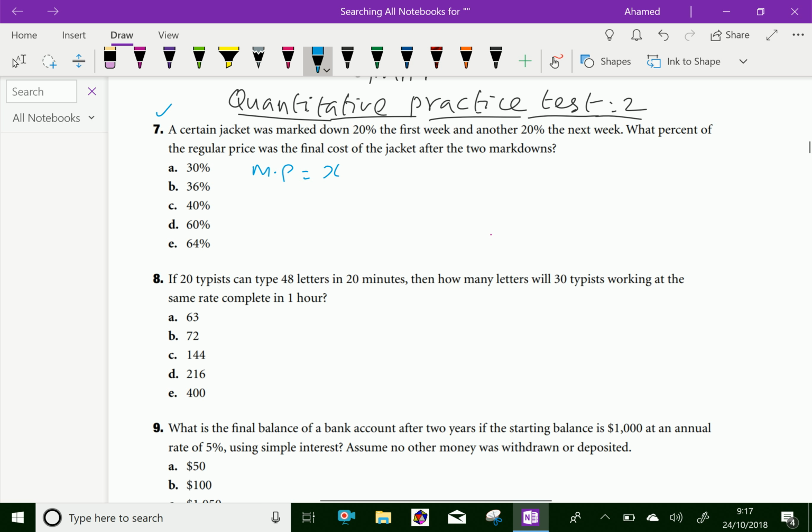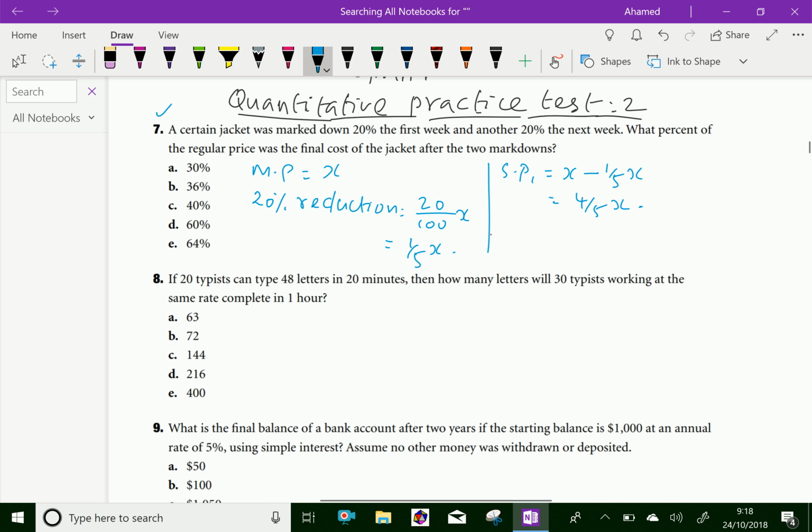dollars. Now the first 20% reduction of x is 20 over 100 x, which gives 1 over 5 x. Therefore SP1, the selling price after the first reduction: the original marked price is x, the reduction is 1/5 of x, which gives 4/5 of x dollars.